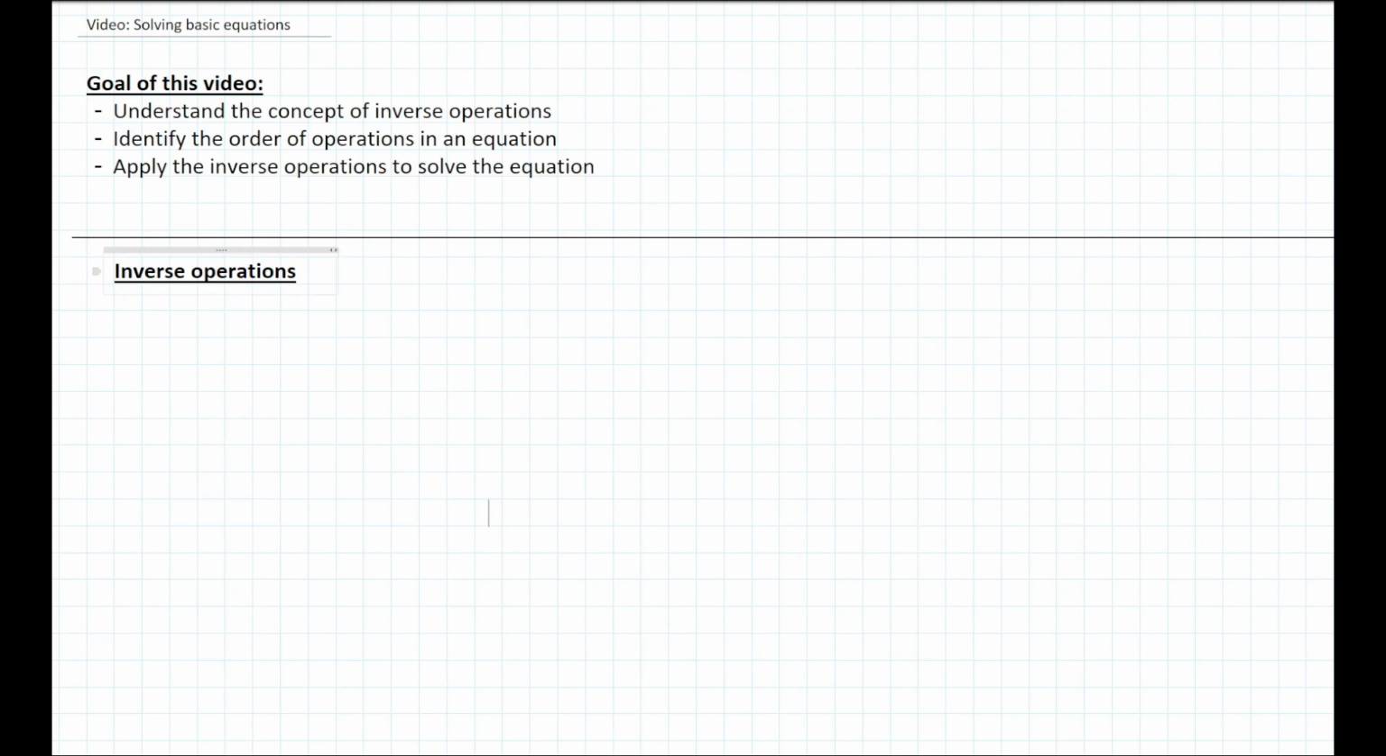The goal of this video is to understand the concept of inverse operations, be able to identify the order of operations in an equation, and apply the inverse operations to solve the equation.